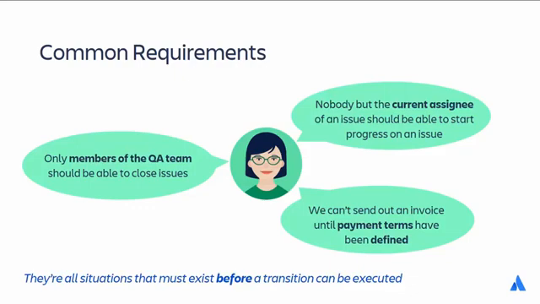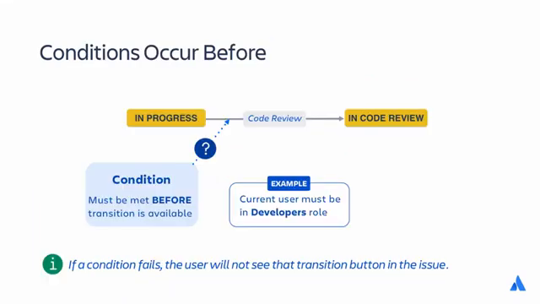All of these requirements, as shown especially in bold, are situations that must exist before a transition can be executed. They are prerequisites for the transition. A condition specifies a situation that must exist before something else is possible or permitted. It's a prerequisite and controls if a transition is available to be used. Conditions control either who performs a transition or under what circumstances.